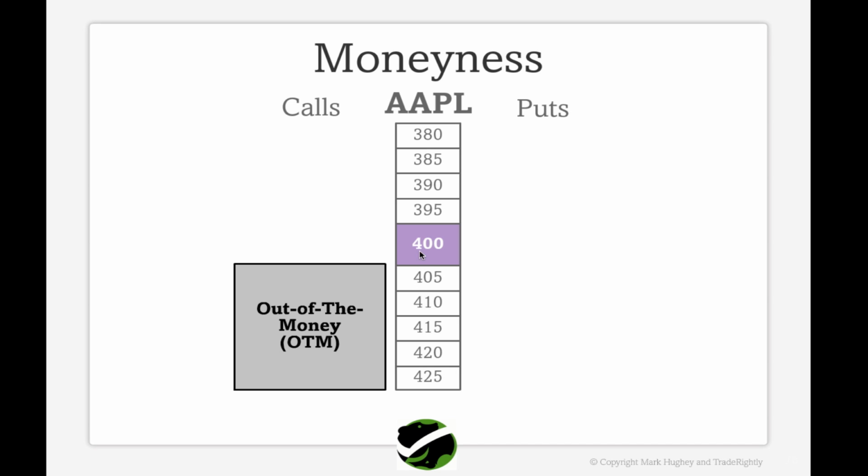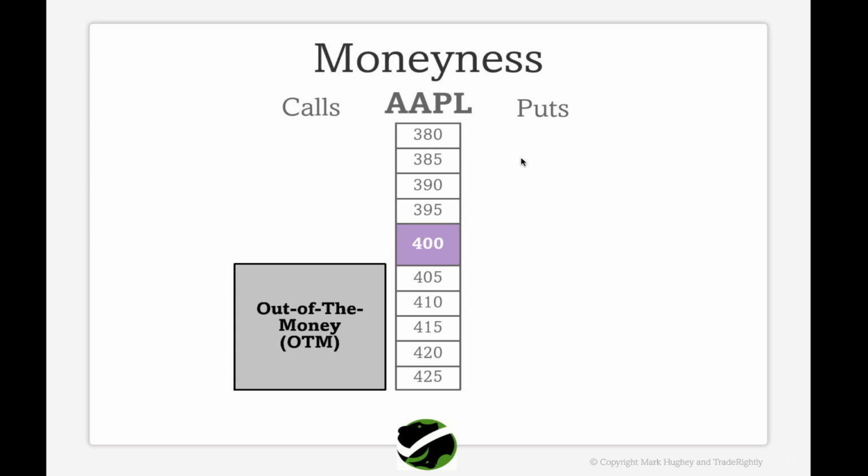And that's true for any call that is above the current market price of the underlying. There's no profit incentive in exercising that option. So we call those out of the money.